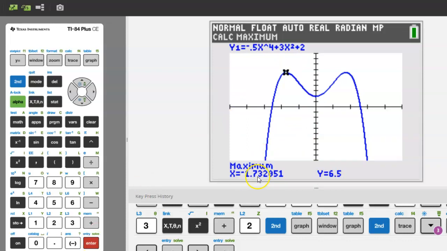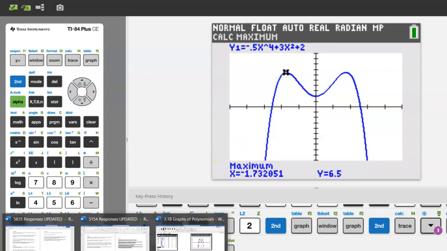So that's where x is negative 1.7, y is 6.5. But the key there is that x value. So we're trying to find out for what values of x the values are increasing, and it's increasing from negative infinity to negative 1.7.